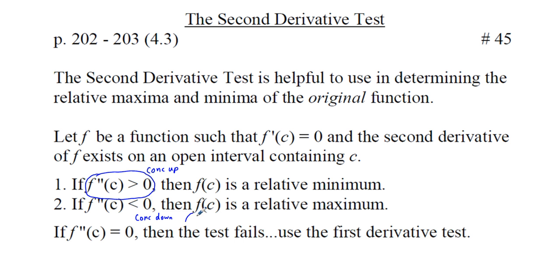So that would look like this, right? And concave up would look like this. So we'd have our relative minimum and relative maximum respectively. And if f double prime of c equals 0, then the test fails. Use the first derivative test. And we have a couple of examples. These should go pretty fast.